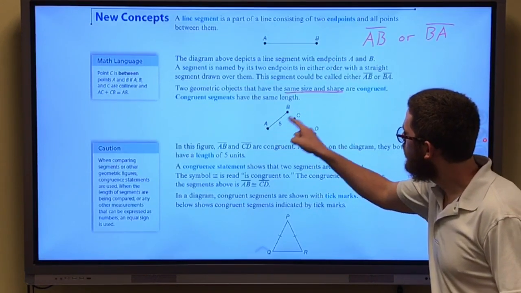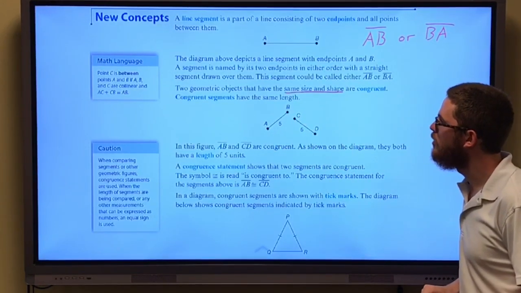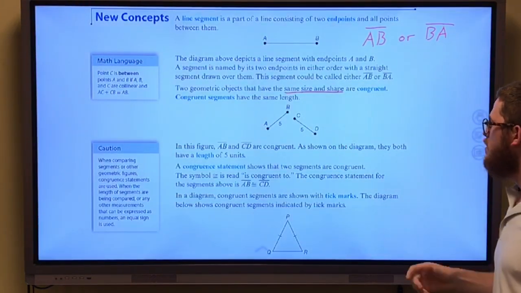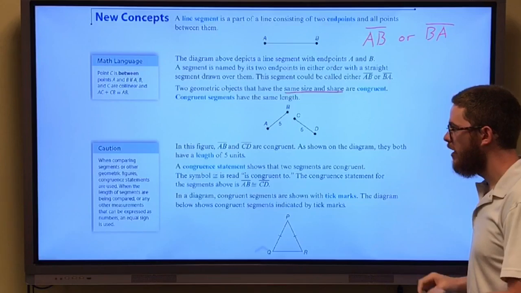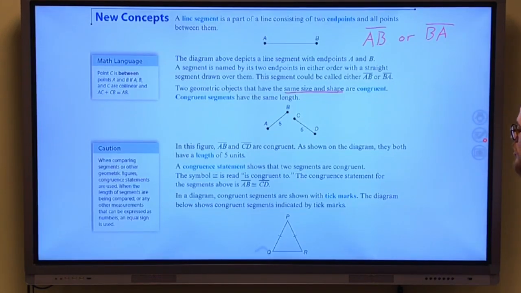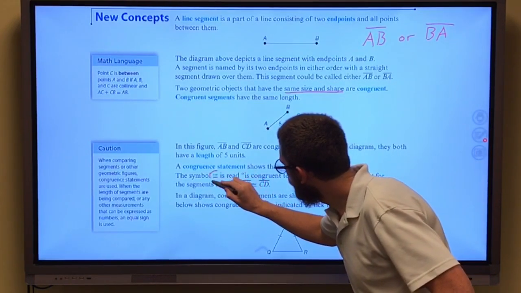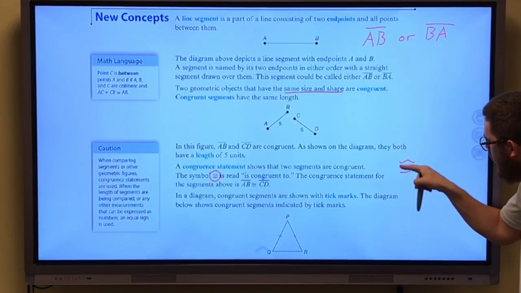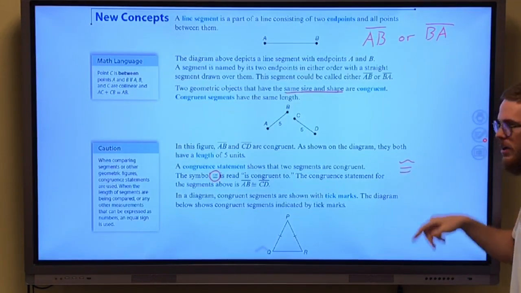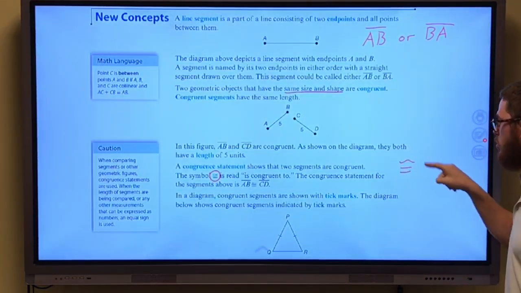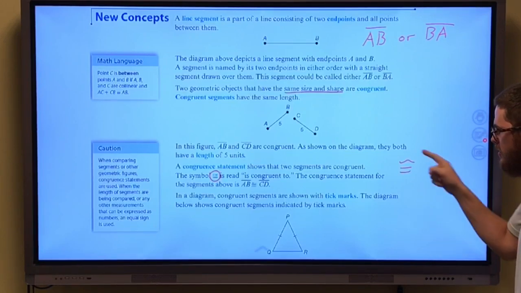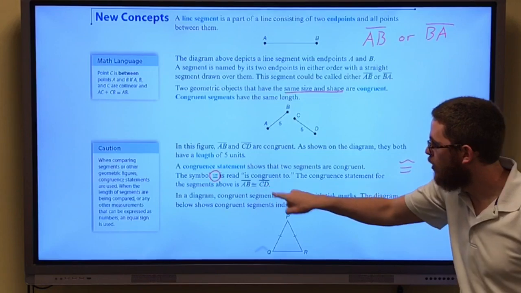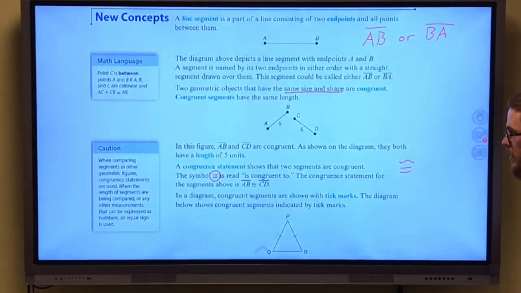So here, AB and CD are considered congruent segments. They have the same length. They both have a length of 5. In this figure, AB and CD are congruent. They both have a length of 5 units. A congruent statement shows that two segments are congruent. There's our symbol. I'll write it a little bit bigger. It's an equal sign with a squiggly, almost, we think of that sign as approximately, but this means congruent. So segment AB is congruent to segment CD, and that's what we see right there.